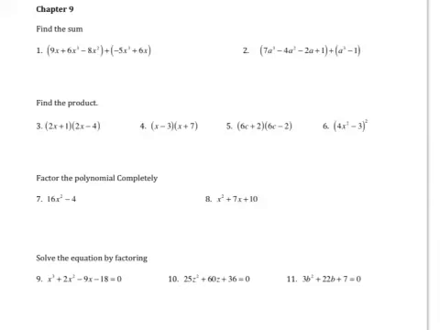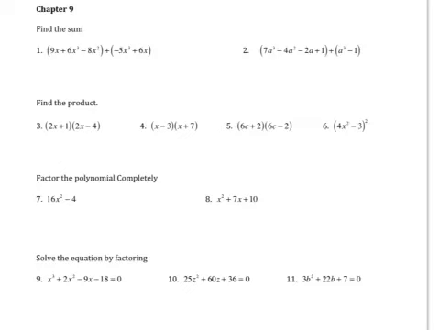Chapter 9 is all about polynomials. So the first thing we're going to review is how to add two polynomials together. So we have 9x plus 6x cubed minus 8x squared plus negative 5x cubed plus 6x. When we add polynomials, we want to make sure that we combine like terms.